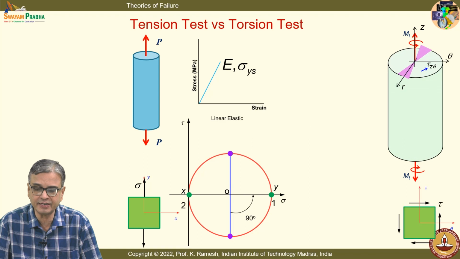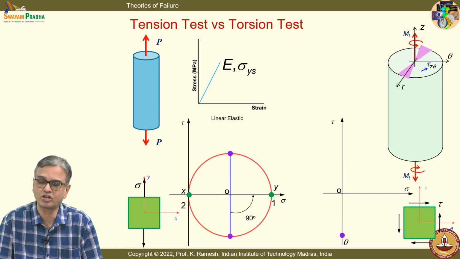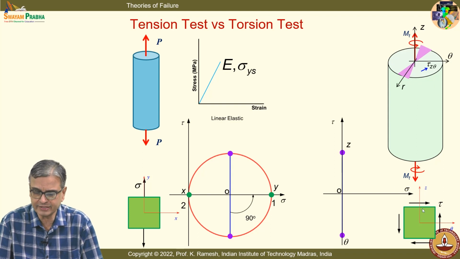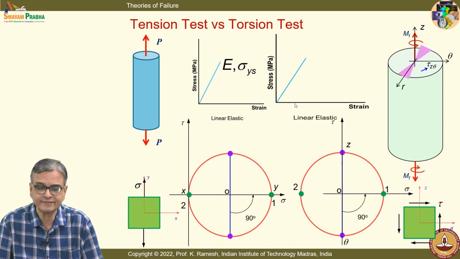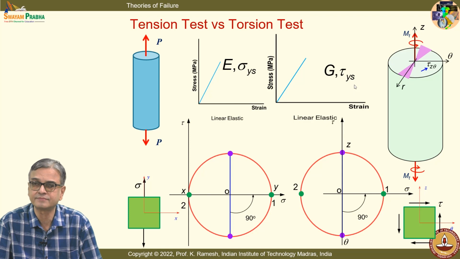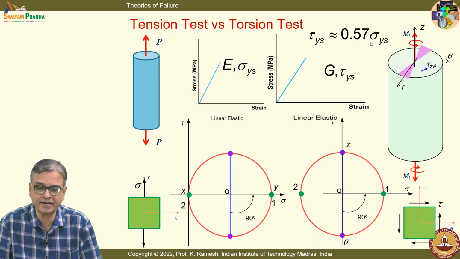See, the accuracy achievable in a tension test is much more than in a torsion test. The torsion test is also difficult to do, and you have a state of pure shear, and you know how to draw the Mohr circle for the pure shear stress state. From a torsion test, you essentially get the shear modulus and the yield strength in torsion. Fine, shear stress. Instead of sigma ys, you call this tau ys. And you know the slopes will be different, because G is E by 2 into (1 plus nu). So, the slope will be smaller than what you have here. And there is also an interrelationship, it is approximate, about 0.57 of sigma ys.